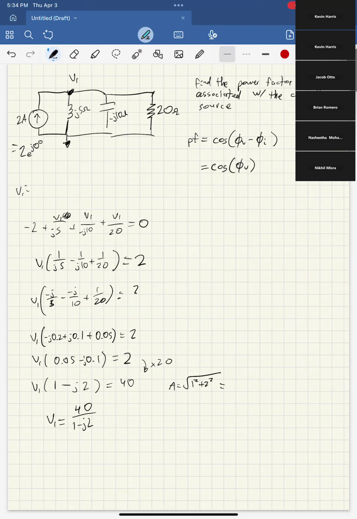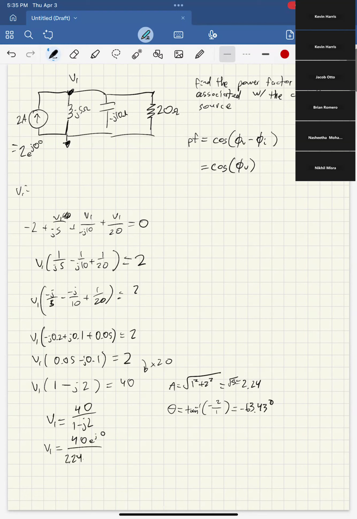No, I'm very silly, that's the square root of 5, which is about 2.24, right? Okay, 2.24, and then theta is equal to the tangent inverse of negative 2 over 1. If I plug that into my calculator, we get negative 63.43 degrees.